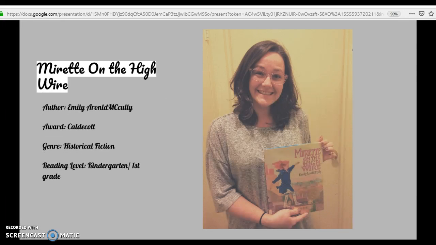The next book is called Mariette on the High Wire. A part of me really liked this book mainly because of the illustrations. I just thought it was beautifully drawn and very colorful. The story itself was very cute and whimsical, but I definitely recommend it for just the illustrations.